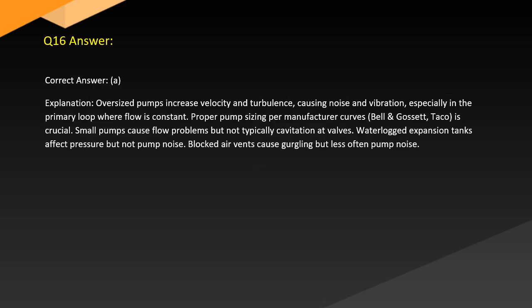Answer. Correct answer: A. Explanation. Oversized pumps increase velocity and turbulence, causing noise and vibration, especially in the primary loop where flow is constant. Proper pump sizing per manufacturer curves, Bell and Gossett, Taco, is crucial. Small pumps cause flow problems, but not typically cavitation at valves. Waterlogged expansion tanks affect pressure, but not pump noise. Blocked air vents cause gurgling, but less often pump noise.